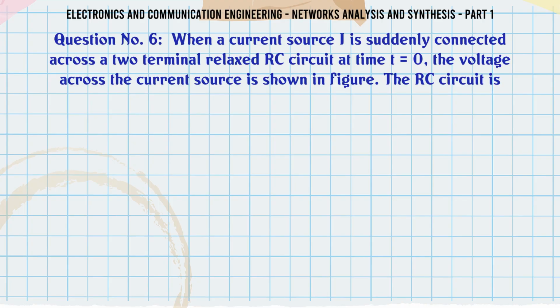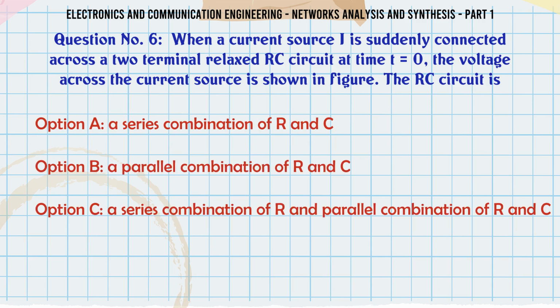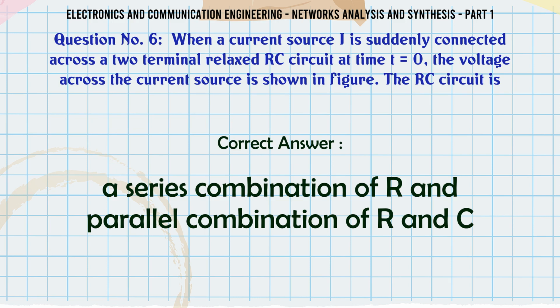When a current source I is suddenly connected across a two-terminal relaxed RC circuit at time t0, the voltage across the current source is shown in the figure. The RC circuit is A. a series combination of R and C. B. a parallel combination of R and C. C. a series combination of R and parallel combination of R and C. D. a pure capacitor. The correct answer is a series combination of R and parallel combination of R and C.